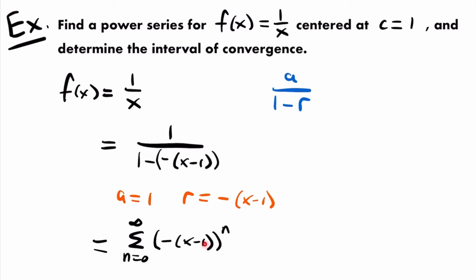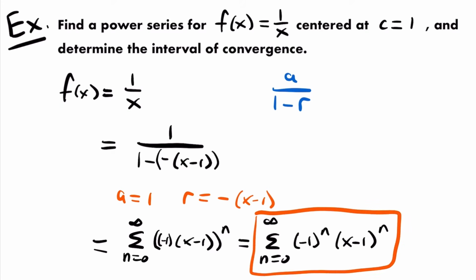If we take each part to the power of n, we could take negative 1 to the power of n, right? This negative in front of the quantity is the same as just multiplying negative 1 by each of these terms. So we could rewrite this negative to be negative 1 times that quantity. And so if we take each part to the power of n, we will have that this is equal to the sum from n equals 0 to infinity of negative 1 to the power of n times x minus 1 to the power of n. And now we have a power series that represents our function that is centered at 1.